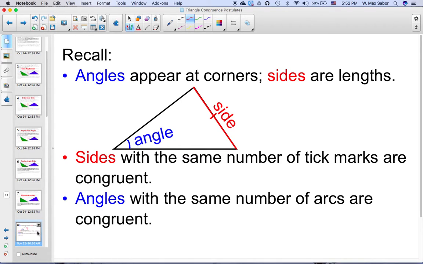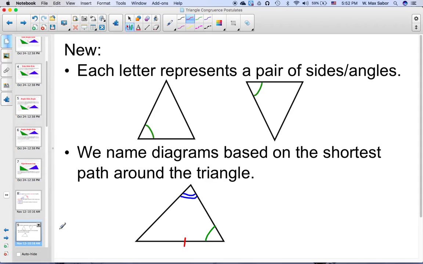Hopefully you remember that angles are corners and sides are lengths. Sides with the same number of tick marks mean they're congruent. Angles with the same number of arcs are congruent. Also, each letter represents a pair of sides and angles.